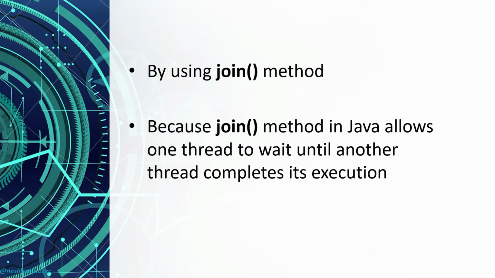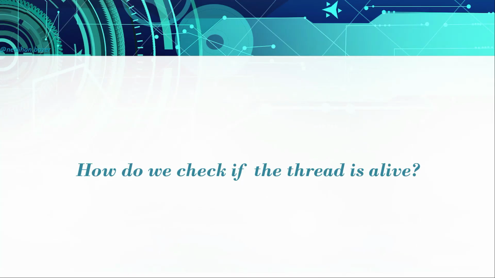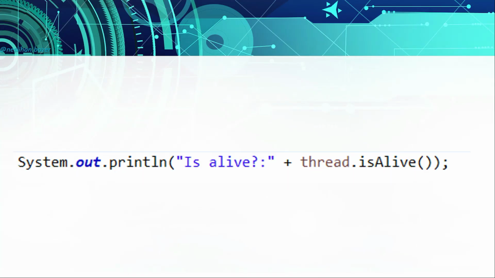One approach to running threads in sequential order is using the join method, because the join method in Java allows one thread to wait until another thread completes its execution. In other words, by the join method, a thread can wait for the other thread to die in order to start execution. How do we check if a thread is alive? By using the isAlive method, we can check if the thread is alive or not.